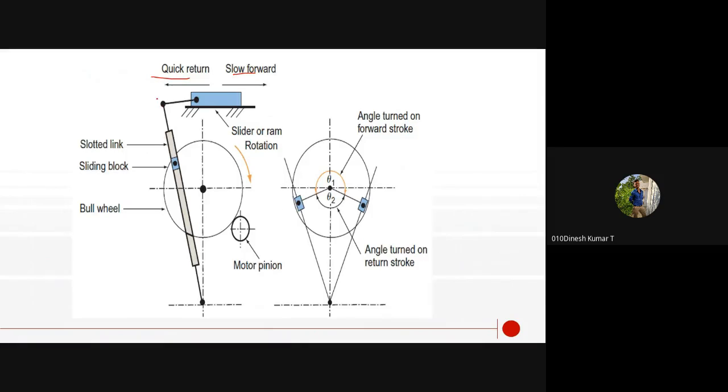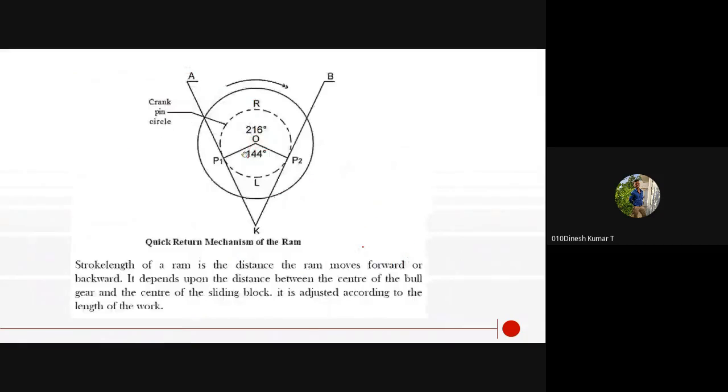Here you can see the forward stroke. You can see this is a slotted link, a sliding block, and the bull gear. It is a model pinion setup. It is the slider or crank or ram rotation. You can see the angle here, and this is the forward stroke. This is the return. You can see the angle, 216 degrees.